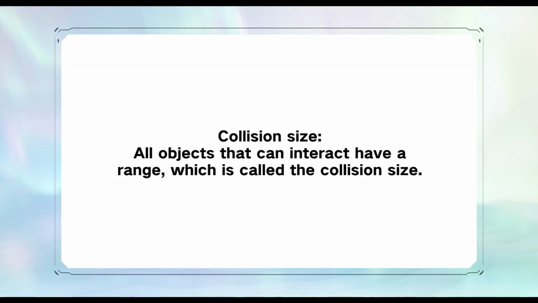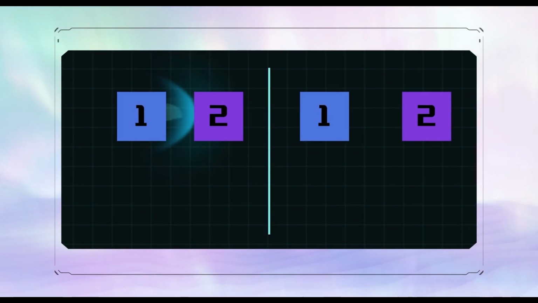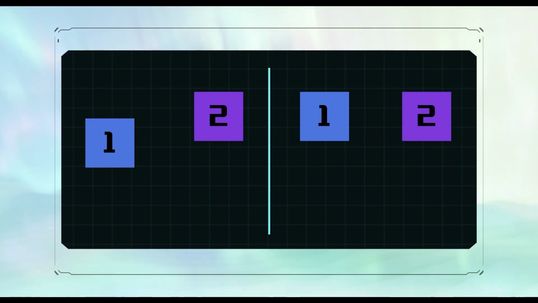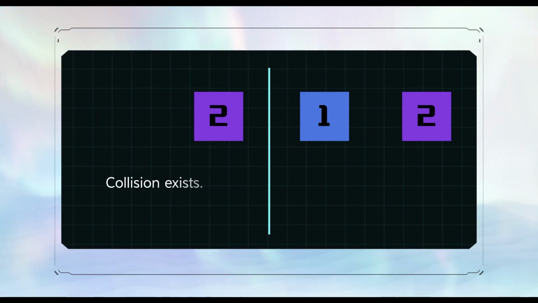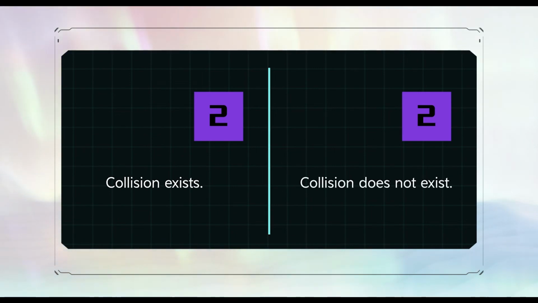We have a new term here, collision size. All objects that can interact have a range, which is called the collision size. For example, when two units meet, they cannot pass through each other and will be stuck. This is due to the existence of the collision size. If collision is zero, then the two units can overlap.